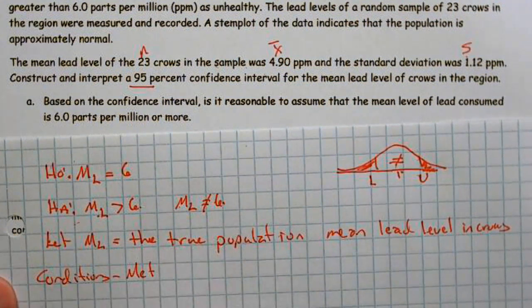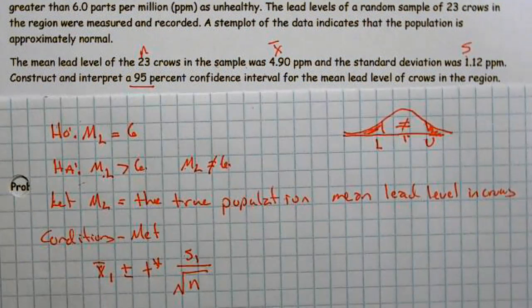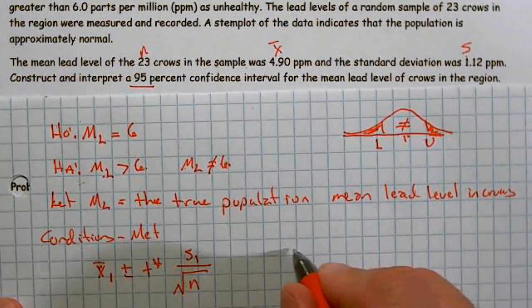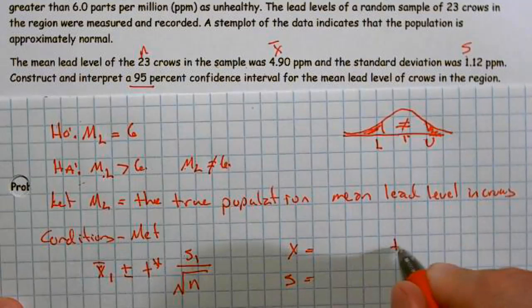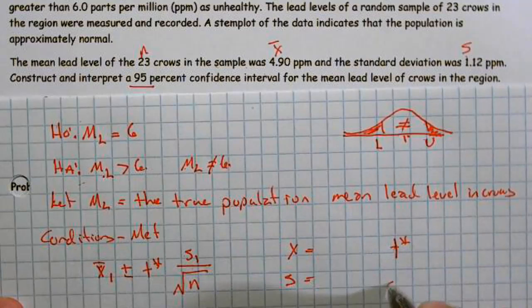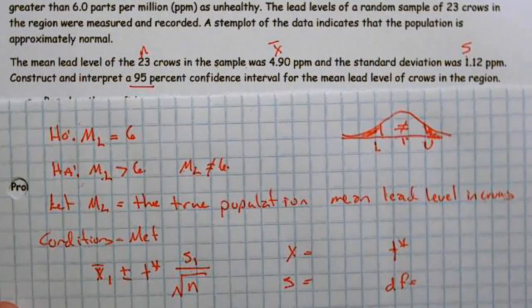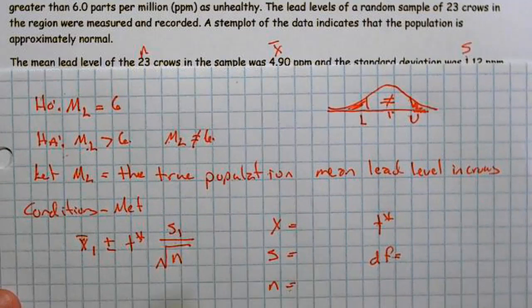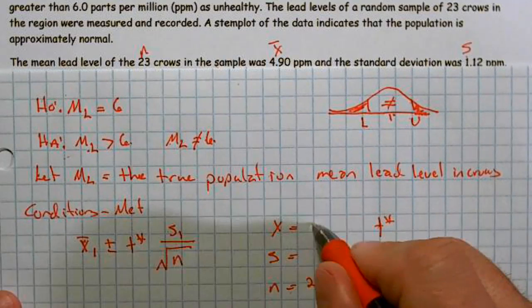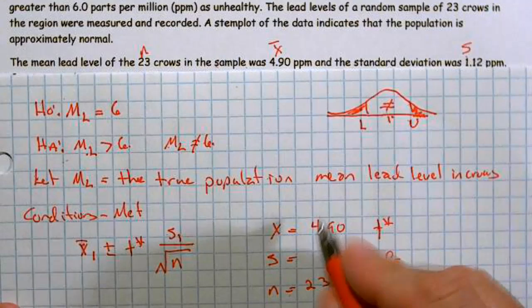But we need to write our formula, and we're going to have X bar plus or minus T star times S divided by the square root of n. So we're going to have X bar, and we need S. We're also going to need T star. And to get T star, we're going to need our degrees of freedom. So let's start identifying some of this information. Oh, and we also need our sample size. Well, they told us our sample size is 23, so we can go ahead and write that down. That was easy. X bar is 4.9, and our standard deviation is 1.12.